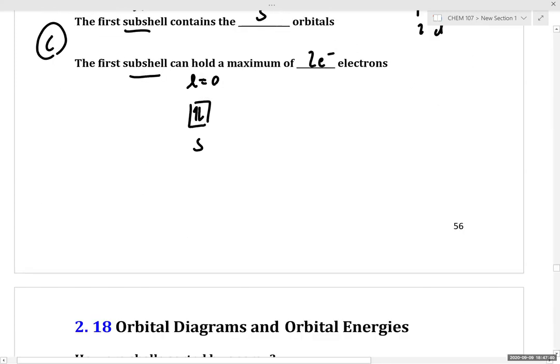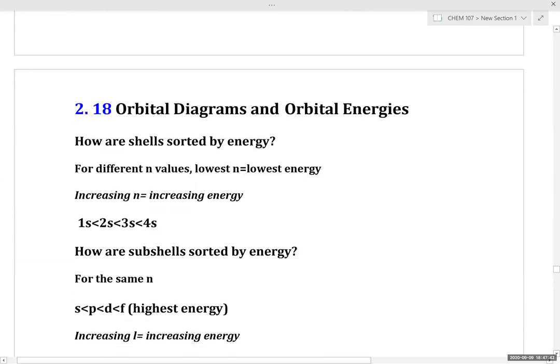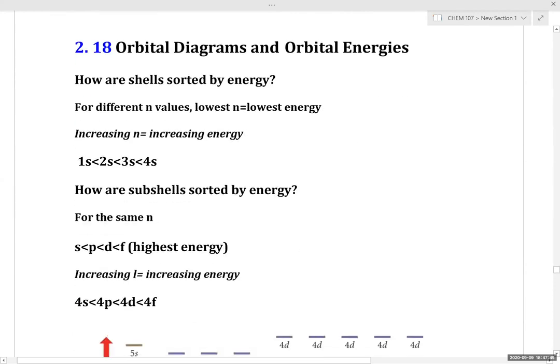Just as a preview for next session, we're going to focus on taking each of these shells and subshells and arranging them in order of energy, and then using these orbital diagrams to explain and describe how electrons are arranged in atoms, and in turn, we're going to use it to explain common patterns of reactivity.